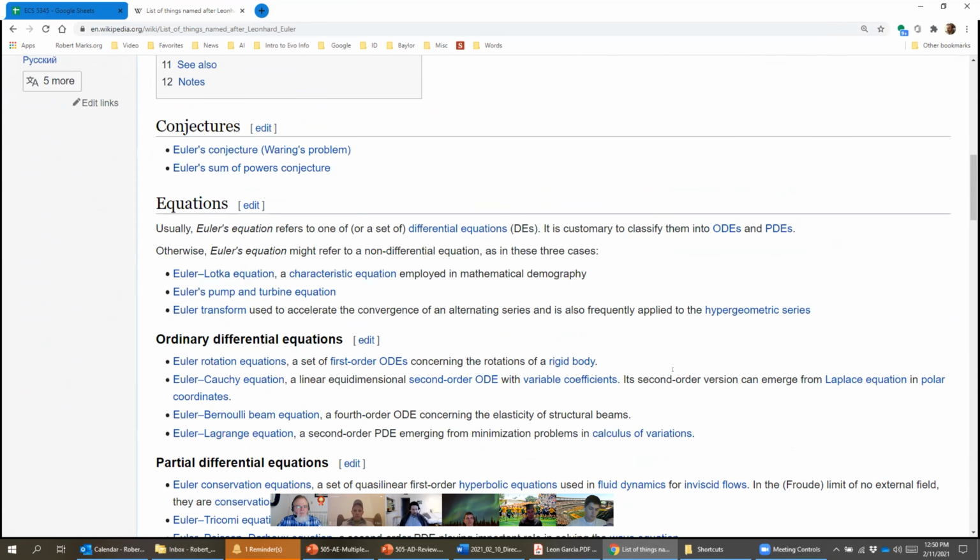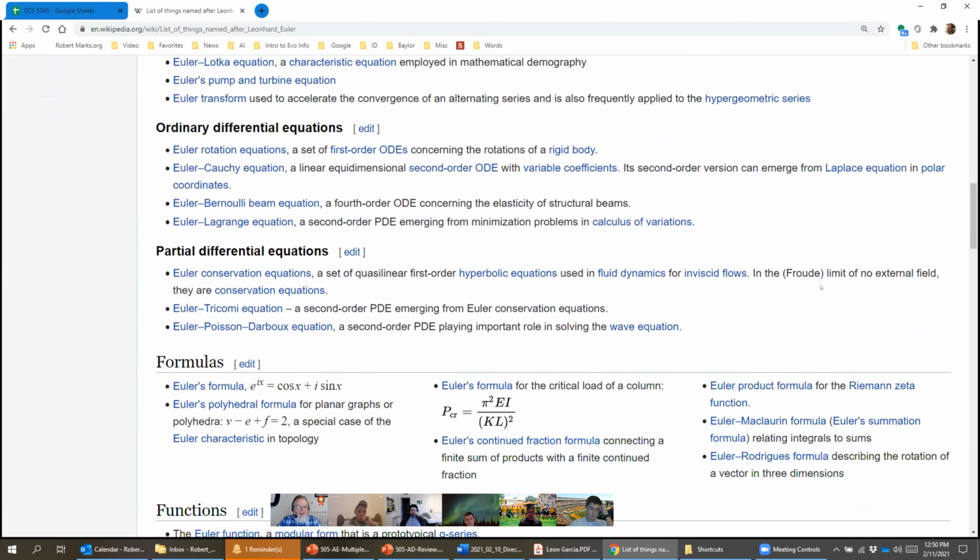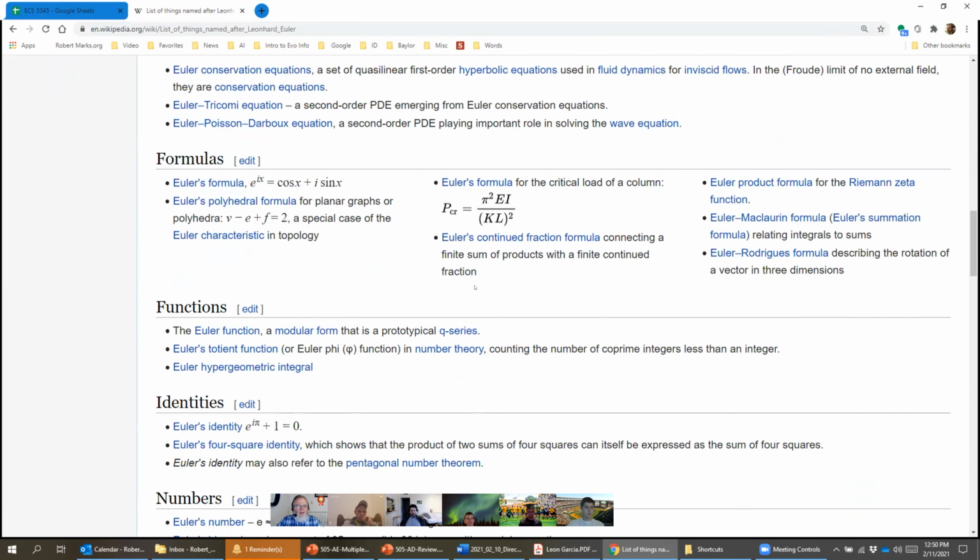He has conjectures, equations. In fact, the e in e to the x is sometimes called Euler's number. Some people say that the e in e to the x was named after Euler. It wasn't historically, but it could have been, since e is Euler's number. And you can see equations, ordinary differential equations, partial differential equations. He has a bunch of stuff named after him. Euler's formula: you're familiar with this. I think that everybody that's had complex variables is familiar with e to the jx equals cosine x plus j sine x.